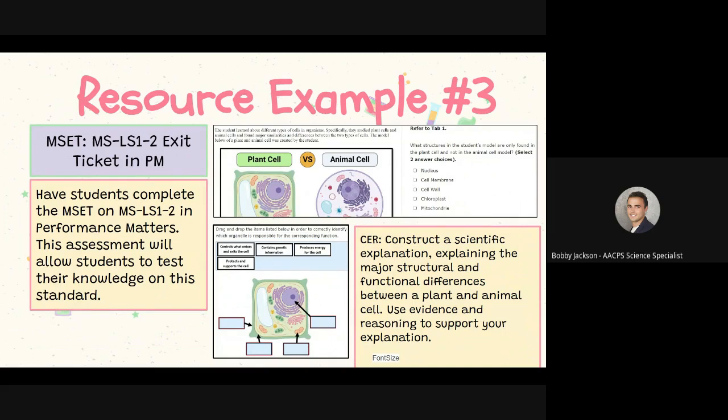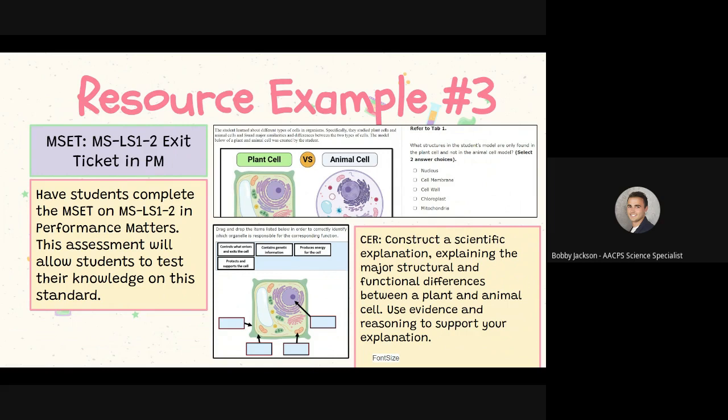And lastly, for this standard, make sure you check out our middle school science exit ticket, MSLS12, in Performance Matters. Have students complete this exit ticket, in which it will allow them to test their knowledge on this standard. This assessment also will help them prepare for the MISA. When they take this, they'll be asked 3 questions. The first will prepare them for a multiple select option in which they have to identify 2 answer choices, in which one of those 5 organelles are only present in plant cells.